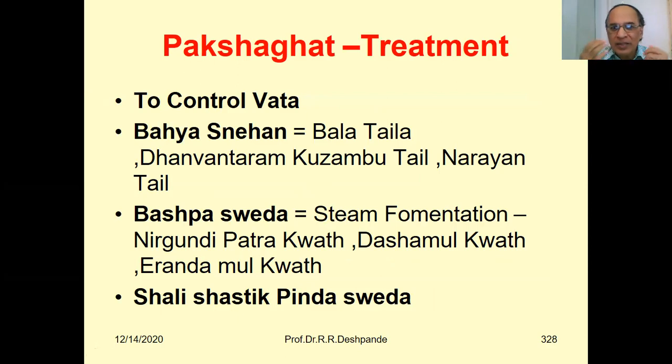You can use Balataila, Dhanvantaram Kujambu of Arya Vaidya Shala Kottakkal. What is Kujambu? When oil and ghee are together in that medicine, it is Kujambu. Narayana is a Shatavari. Narayana Taila.